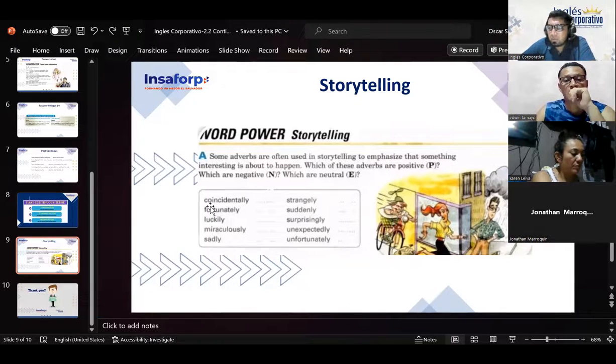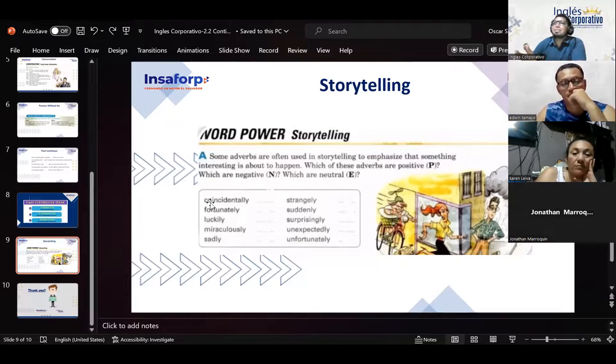Coincidentally, would it be a neutral, a positive, or a negative adverb to use? Coincidentally, I will say neutral. Yeah. I consider it as neutral as well. Mm-hmm. Because coincidentally simply introduces an activity.